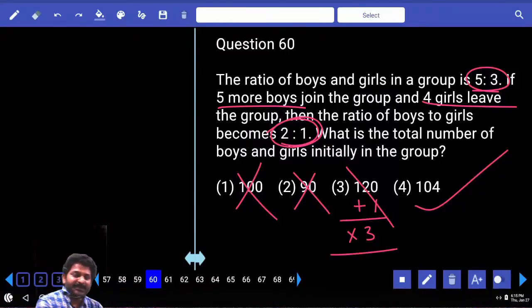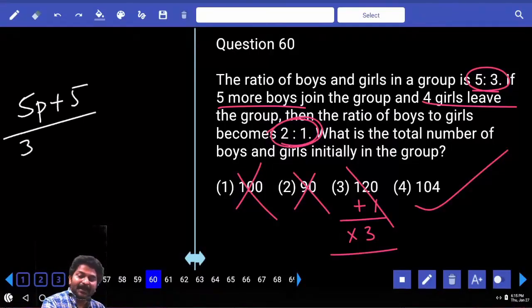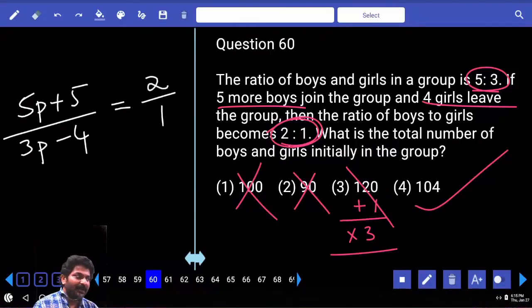If you want the procedure: boys 5 parts increased by 5, girls 3 parts and 4 girls leave the group. This is the net effect. Now the ratio is 2:1. You need to go for cross multiplication and identify the value. After getting the value of 1 part, you need to calculate 8 parts again.